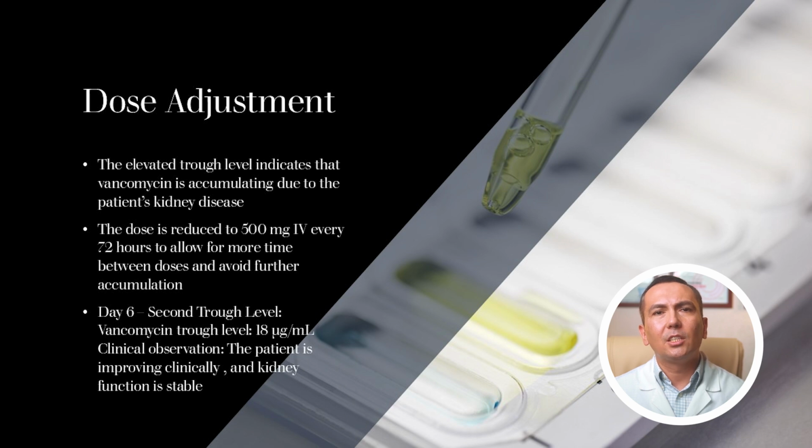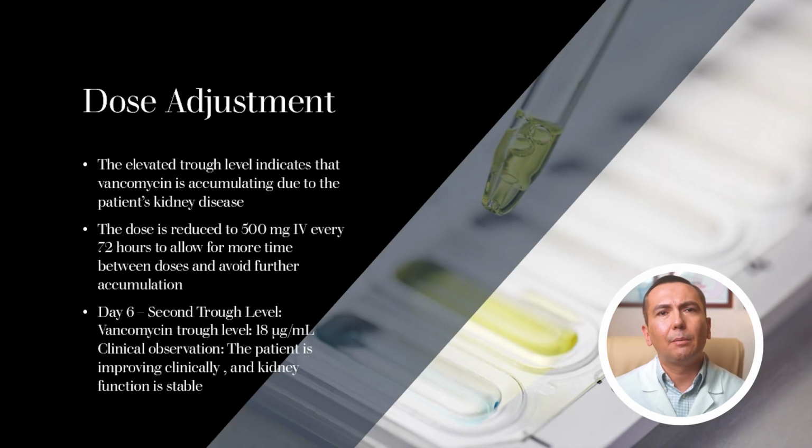Dose adjustments made: the elevated trough level indicates that vancomycin is accumulating due to the patient's kidney disease. The dose is reduced to 500 mg IV every 72 hours instead of 48 hours to allow for more time between doses and avoid further accumulation. Day 6, second trough level. Vancomycin trough level is 18 micrograms per milliliter. That is within therapeutic range.